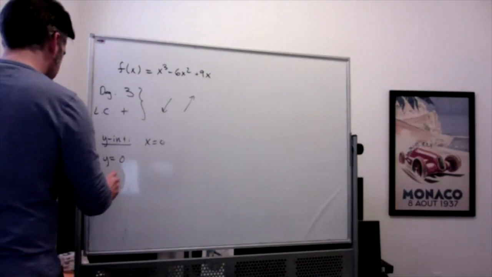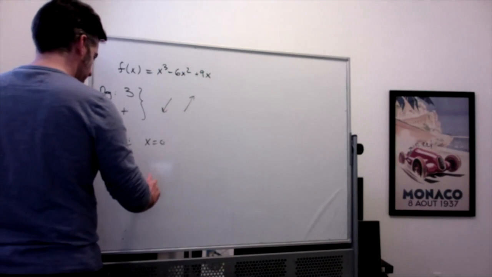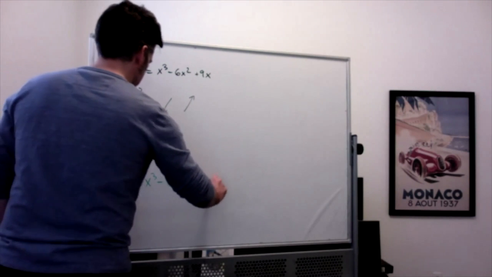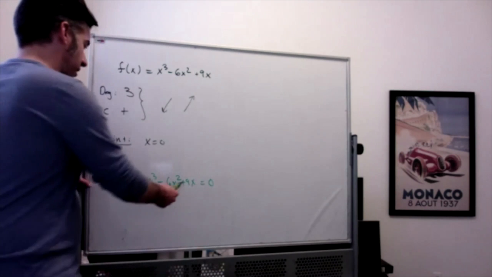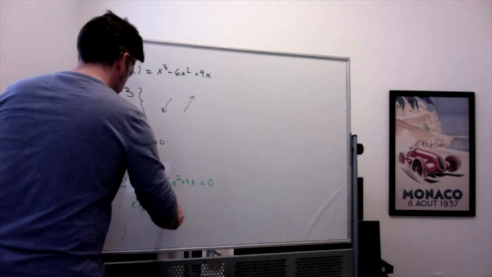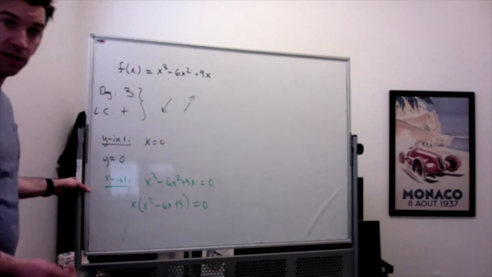And then the x-intercepts, you're going to set the whole function equal to 0. x cubed minus 6x squared plus 9x equal to 0. And this is definitely when you're going to want to factor if you can. So I'm going to factor out x. I'm left with x squared minus 6x plus 9. And then I'm going to factor this. This does factor as x minus 3 times x minus 3.